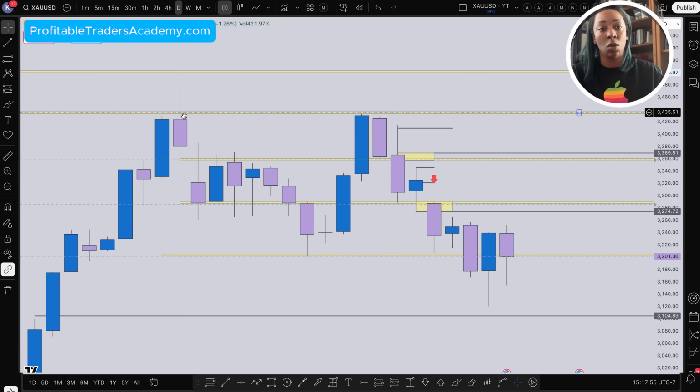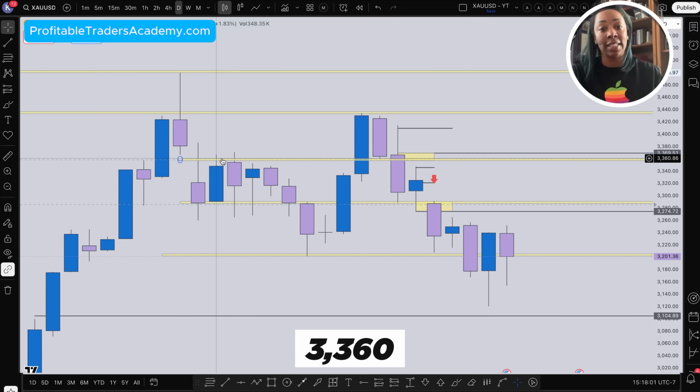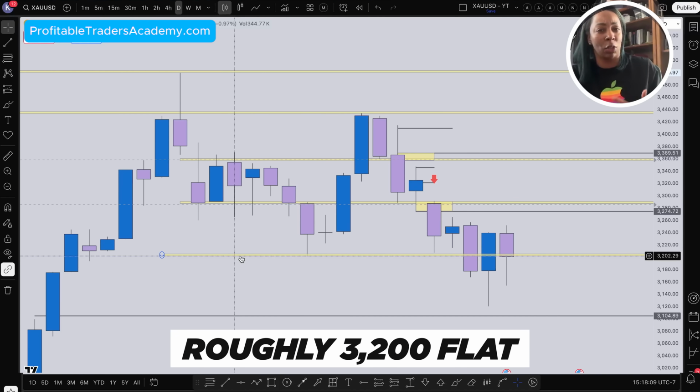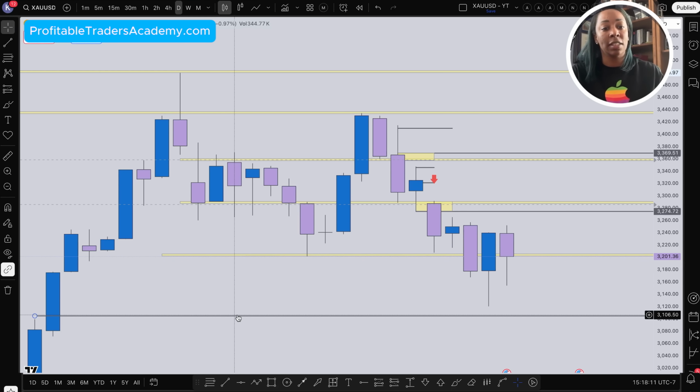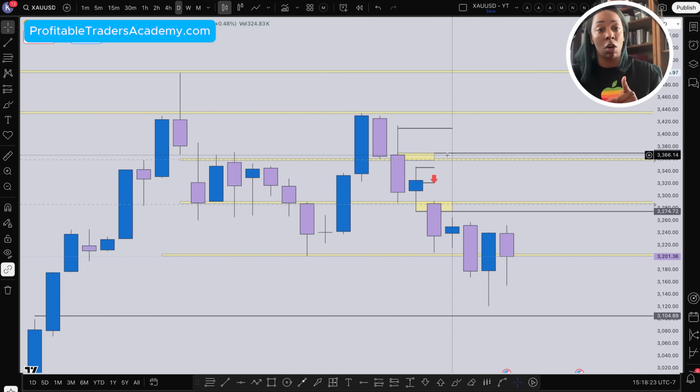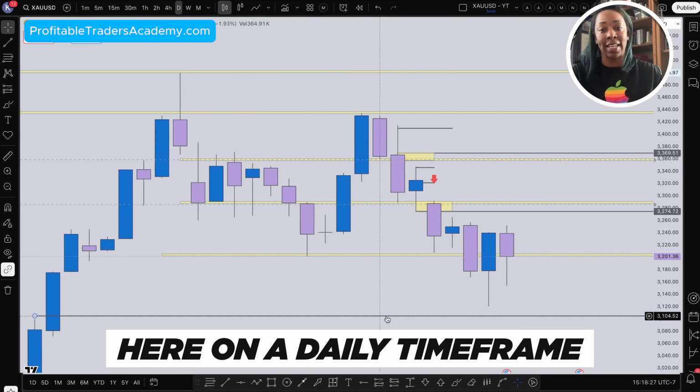The next yellow level is at 3435. The next yellow level is at 3360. The next level is at 3288. And the next level here is at roughly 3,200 flat. And then this level all the way down here, you can see that price almost tapped into it this past week. It is sitting at 3100.4. So we do have some other levels, but I'll call those out as we get to the other time frames. So these are the main levels here on the daily time frame.